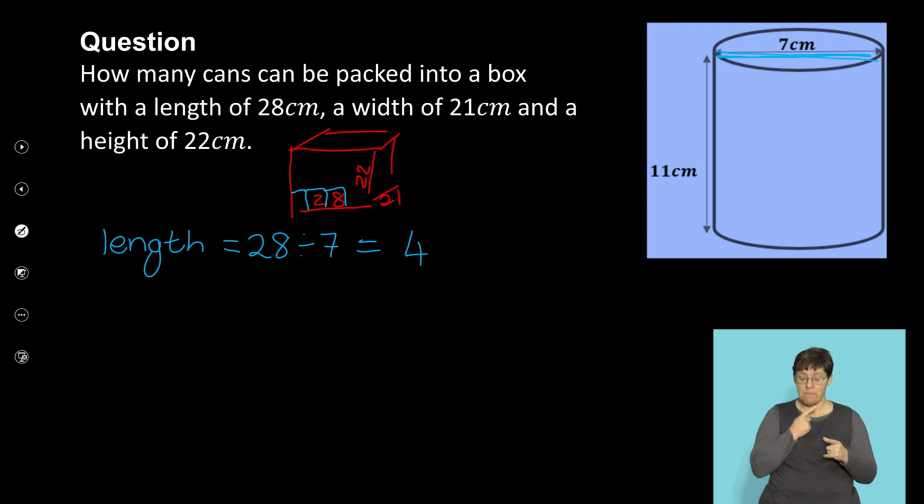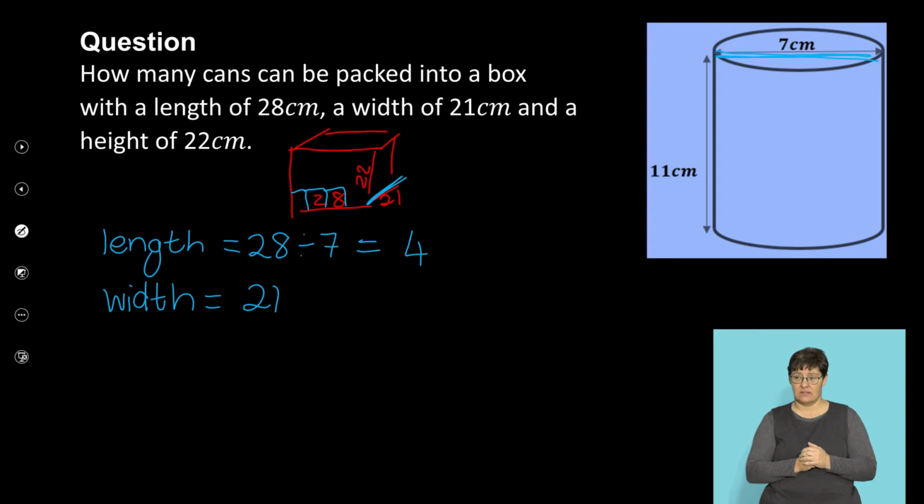Now I'm going to look at how many cans would fit with regards to the width of the box. So we're now talking about that 21 centimeters. So let's look at the width. So we're going to have 21 centimeters, but the cans are being packed vertically. So again, we're going to be using my diameter because we want to see how many cans can go across the box.